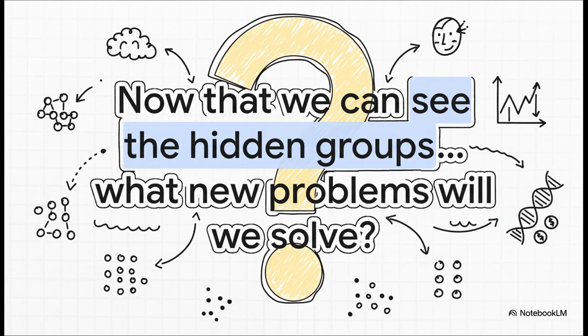At the end of the day, clustering is so much more than just an algorithm. It's like a new lens for looking at the world. It gives us the power to find meaningful structure in almost any chaotic data set you can imagine. And that really leaves us with a huge question. Now that we have this ability to see the hidden patterns all around us, what are we going to do with it?